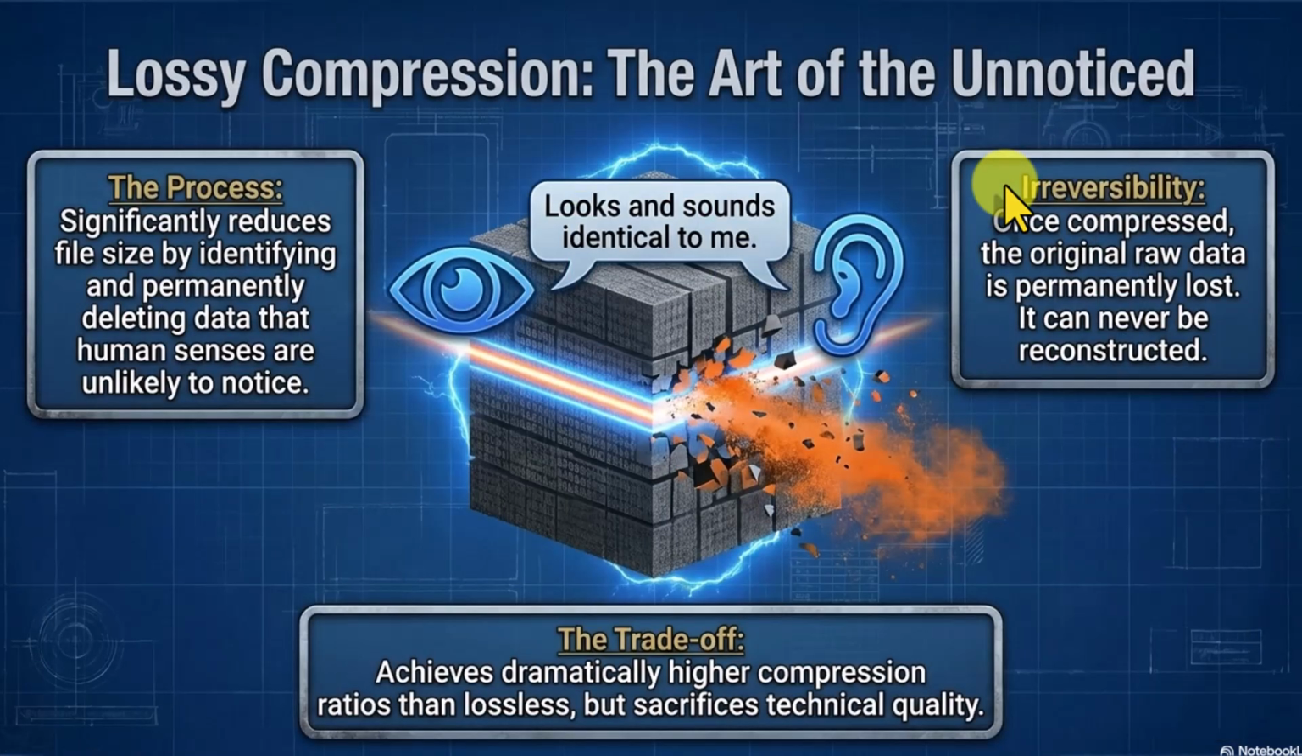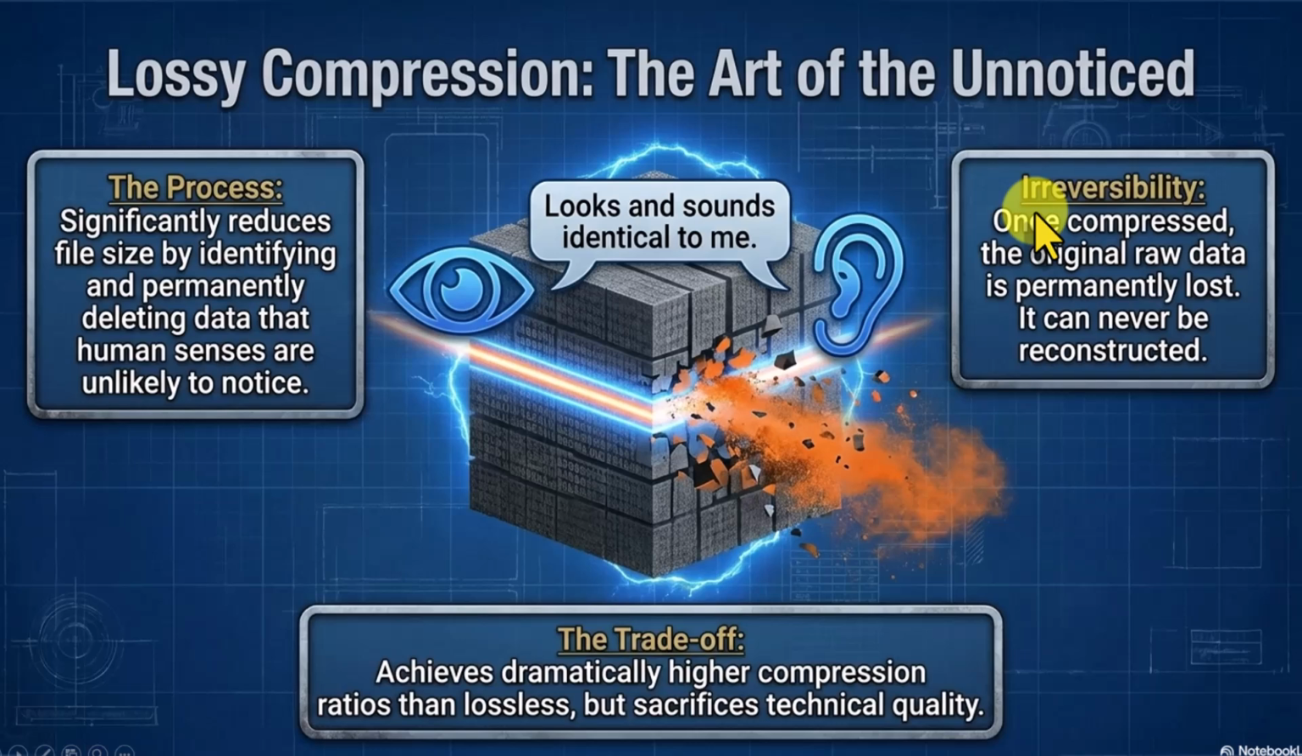Let's talk about lossy compression. What is it? This is the art of the unnoticed. Things which are unnoticed, we will simply remove them. The process significantly reduces file size by identifying and permanently deleting data that human senses are unlikely to notice. If something looks or sounds identical to us, we will simply delete it, or replace it with a smaller version of the same thing.